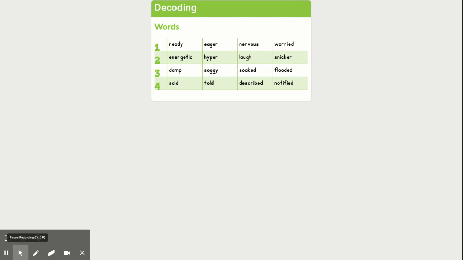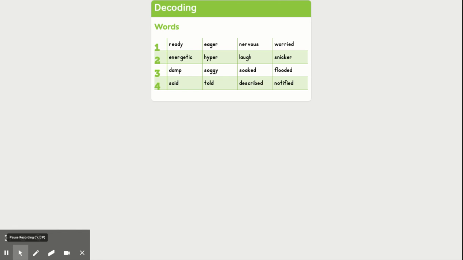So the first word is said. That's pretty straightforward. Somebody said something. Told is what somebody else does. So somebody else told. Somebody told me. I told somebody else. Described is giving more detail about something when you're talking. And then, of course, notified is kind of more of an official way of being given notice of something, right? If you're notified, that's more official.